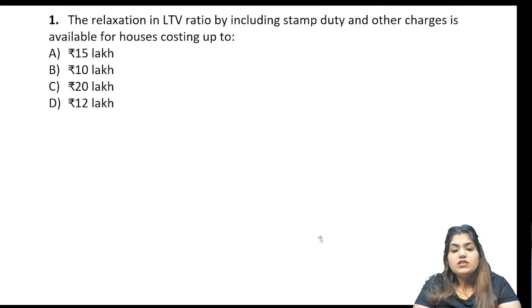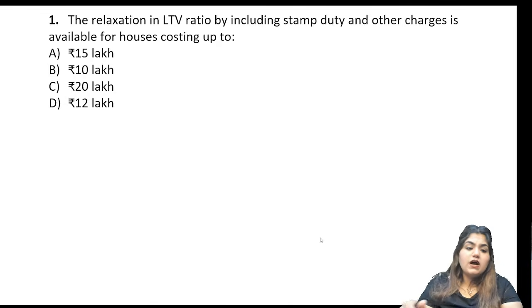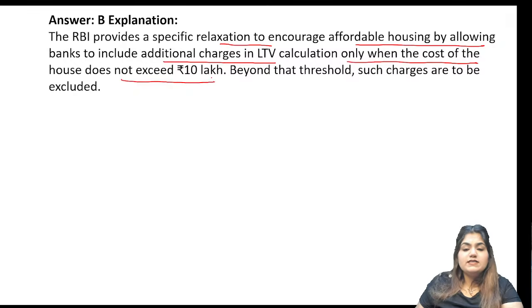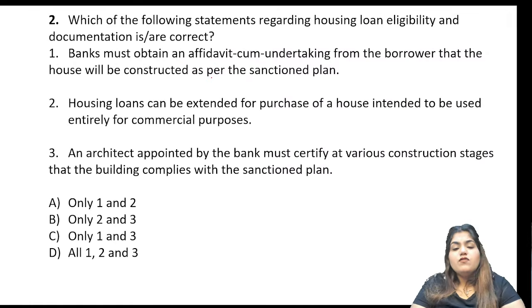The relaxation in the LTV ratio by including stamp duty and other charges is available for houses costing up to 10 lakhs. RBI provides a specific relaxation to encourage affordable housing by allowing banks to include additional charges in LTV calculation only when the cost of the house does not exceed 10 lakhs. Which of the following statements regarding housing loans eligibility and documentation are correct?